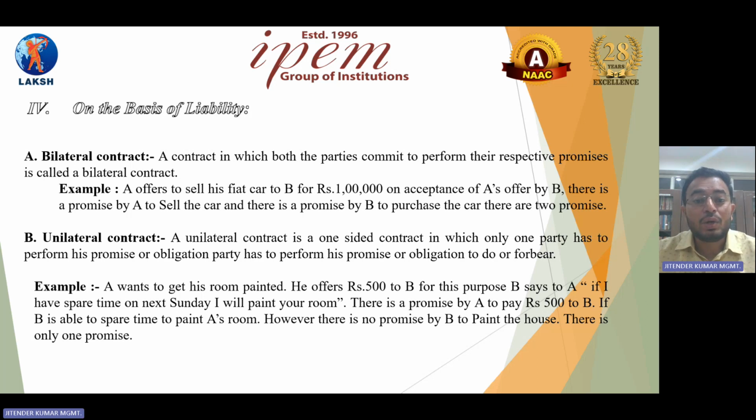If B is able to spare the time to paint A's room; however, there is no promise by B to paint the house. So there is only one promise, which is given by A. So here A is bound to do the things. So this is known as a unilateral contract.